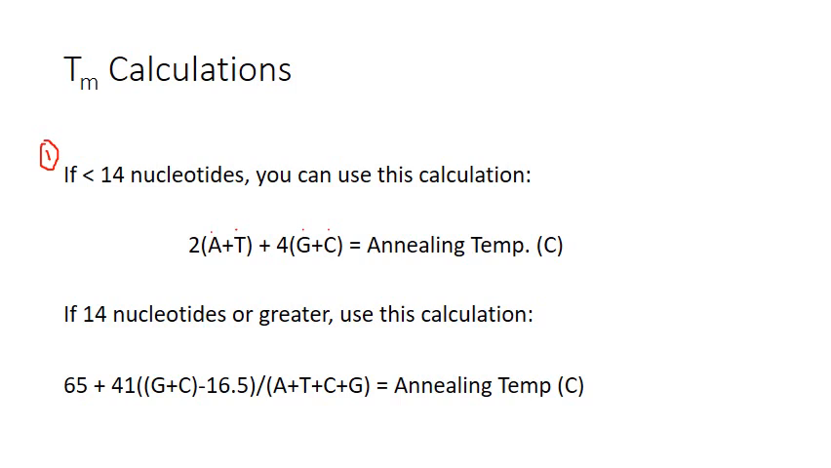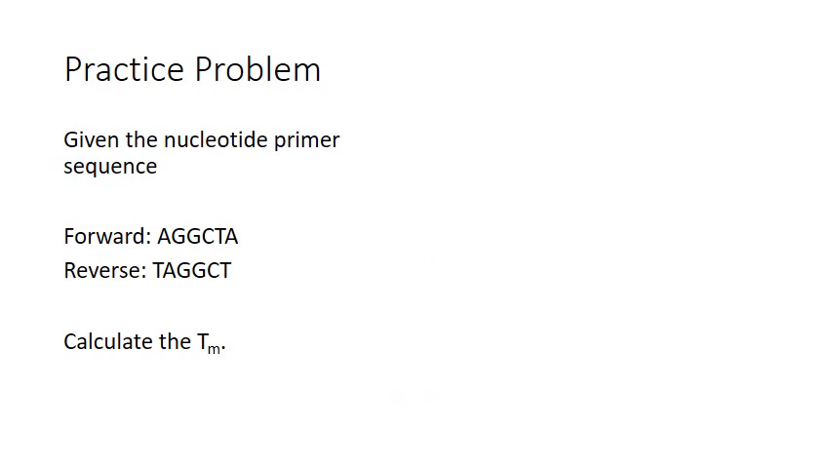Now, if you care to know for everything else what the formula looks like, it is something like this, where you have 65 plus 41 times the quantity of G plus C minus 16.5, and then you're going to divide that by the total number of A's, T's, C's, and G's that are inside your sample, and that will give you your annealing temperature. Still not a bad calculation, but who really wants to do that kind of calculation, right? So there are other things that we can use for that, and let me show you. Well, I'll show you later. I guess we're going to work out a problem first. All right, change of plans.